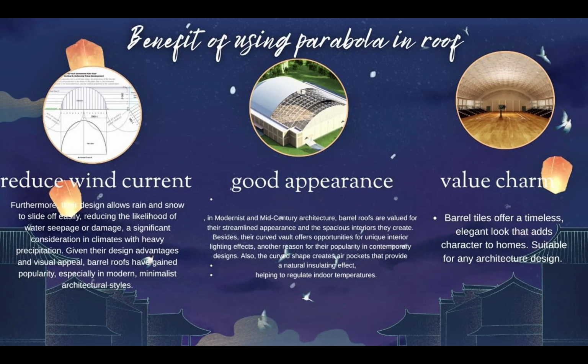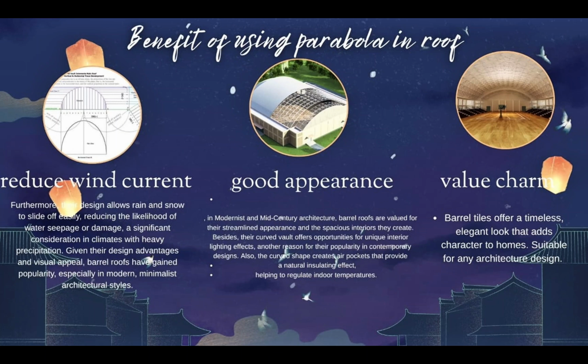Okay, so now we go to the benefits of using a parabola roof, especially a stadium roof. There are three main reasons that I choose. The first one is reduced wind current or even snow current. The second one is good appearance. The third one is value charm. The first one is that the design allows rain and snow to slide off easily, reducing the likelihood of water seepage or damage, a significant consideration in climates with heavy precipitation.